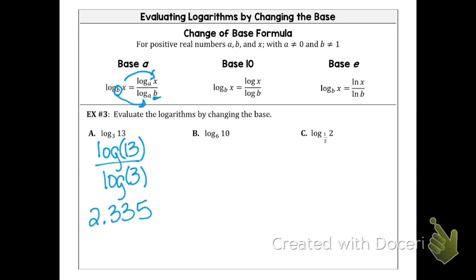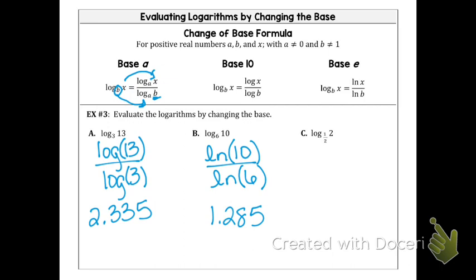Let's see, on B, let's go to base e. So we're going to have log base e, which is my natural log of 10, over log base e, which is my natural log of the old base 6. So again, I'm just going to type in natural log. It's going to open a parenthesis. I'm going to type in 10, close a parenthesis, divided by natural log. It opens a parenthesis, 6. I should close my 6 and hit enter. And we should get 1.285.